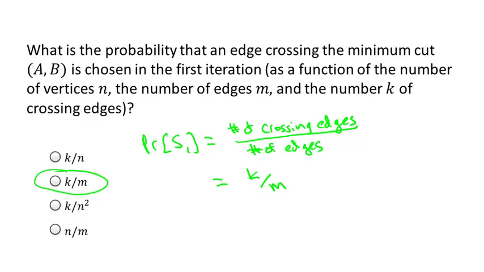So this gives us an exact calculation of the failure probability in the first iteration as a function of the number of crossing edges and the number of overall edges.